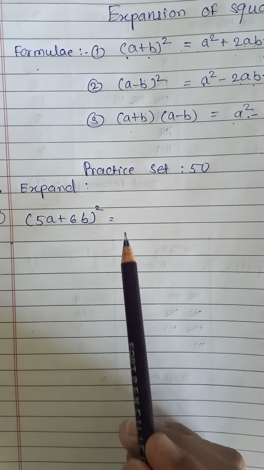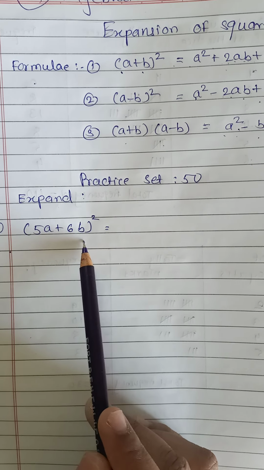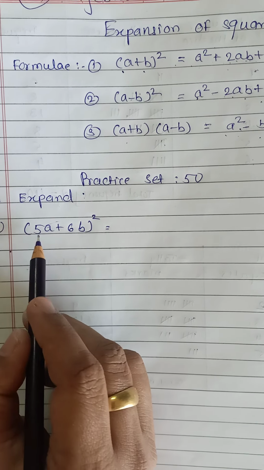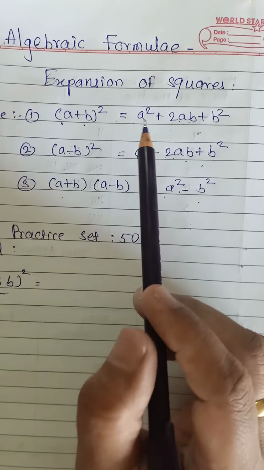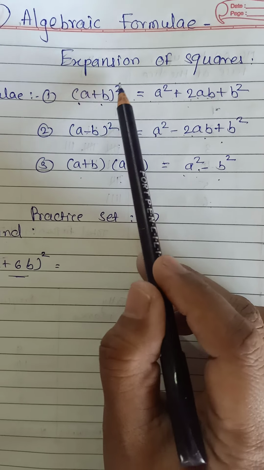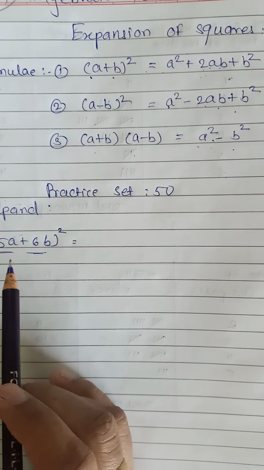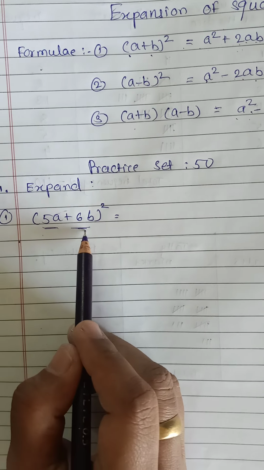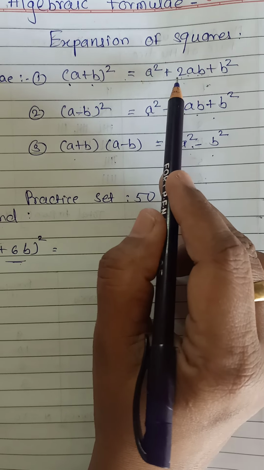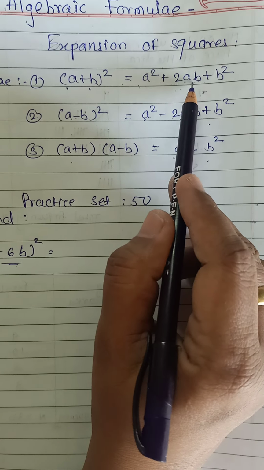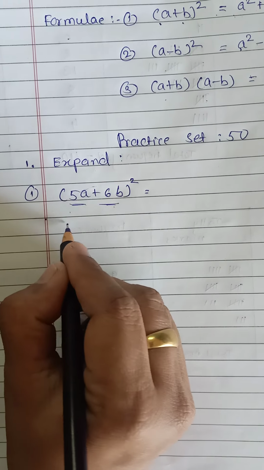Now we'll go to practice set 50. The first question, expand (5a + 6b) the whole square. In this the first term is 5a and the second term is 6b. So we are going to use the first formula, (a + b) the whole square is equal to a square plus 2ab plus b square. So first term is 5a, second term is 6b. So this is first term square plus 2 into first term into second term plus second term square. So we'll solve in that way.